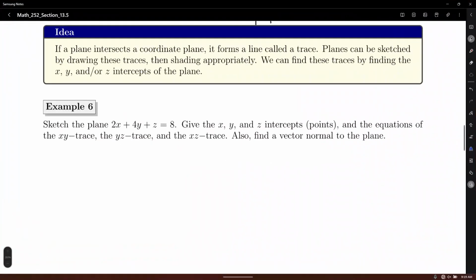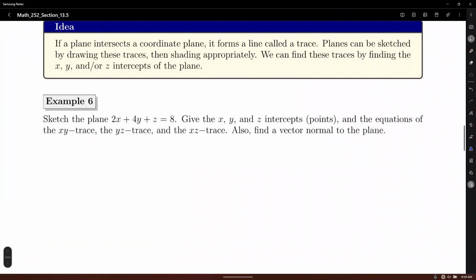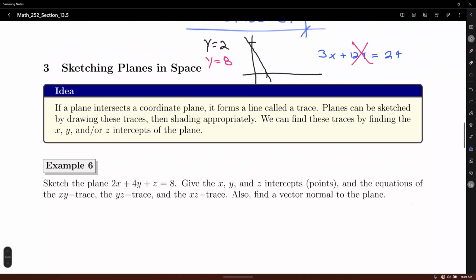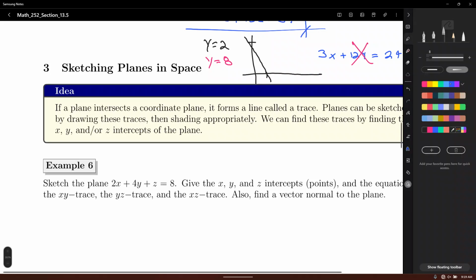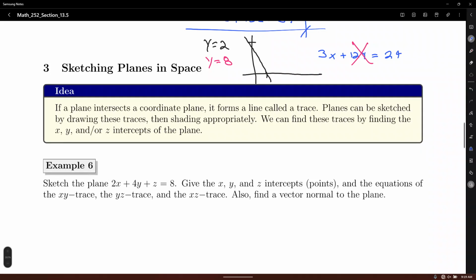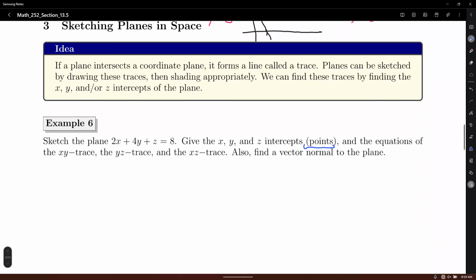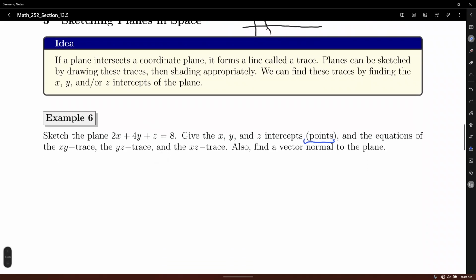Okay? So sketch the plane 2x plus 4y plus z equals 8, and express the intercepts as points, not just values. Notice in the preliminary example, I just came up with values. Of course, those are the y value and the x value where they intersect. But in the end, when we are asked for the intercept, we're supposed to express those as ordered pairs, I mean, rather, ordered triples in space. Okay, so let's go about it.